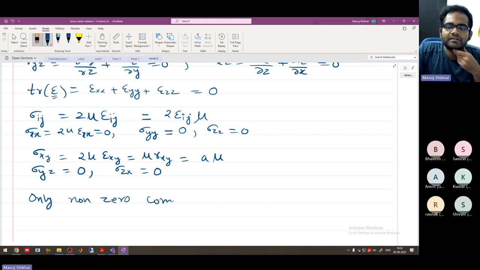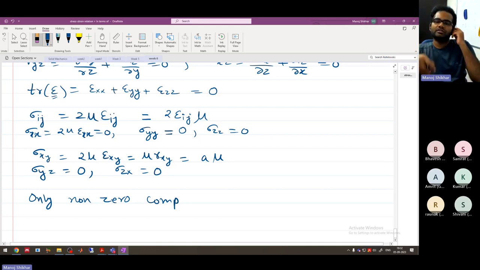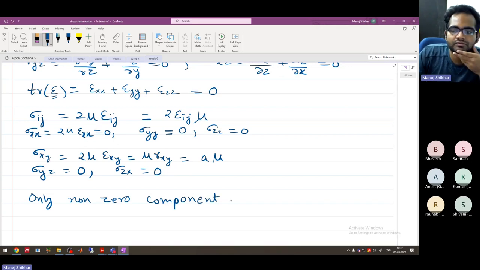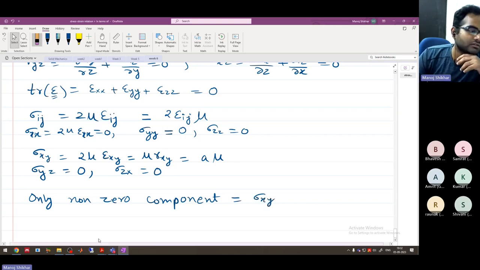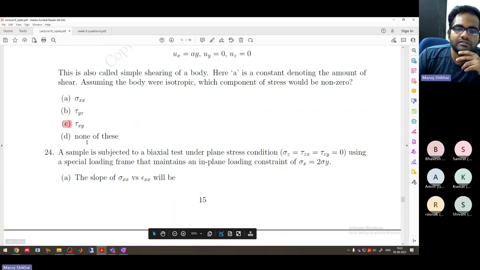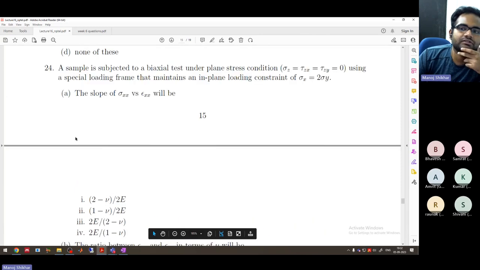Though these questions are pretty small, I'm showing you the steps so that in the exam you do not get confused if you're not remembering the basic concepts. You can directly use these formulas. So the answer is tau xy or sigma xy.